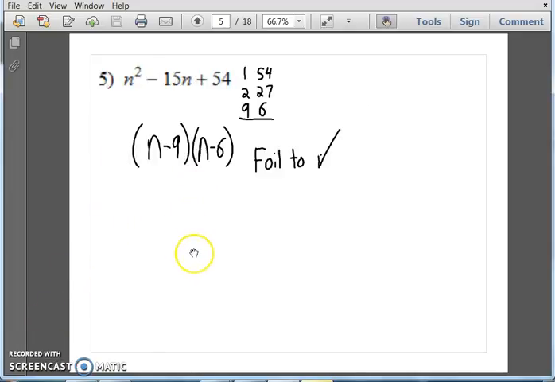Again, this is a factoring problem. Now, for here, since I have a 3-term polynomial and the coefficient is 1 and there's no GCF, what I can say is give me 2 numbers that multiply to 54, add to a negative 15. I go through my factor list quickly here and I find, oh look, 9 and 6. I get negative 9 and negative 6.